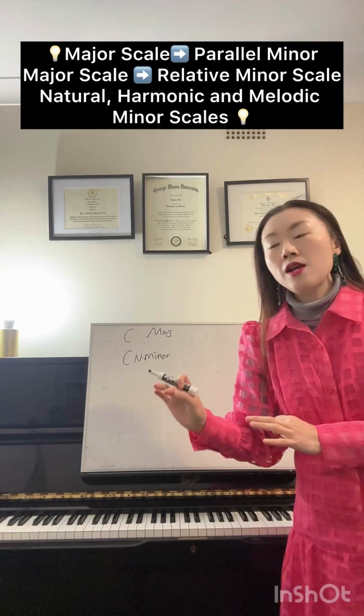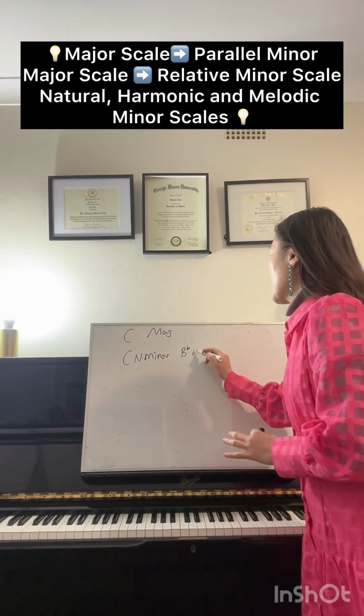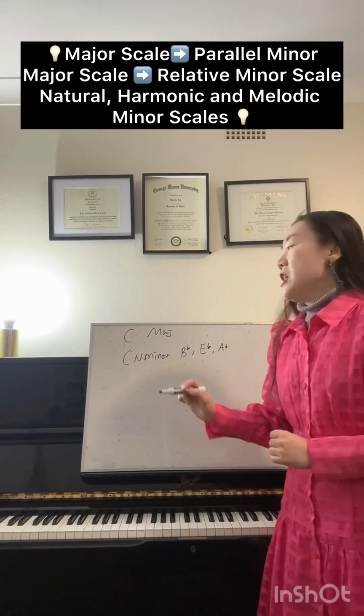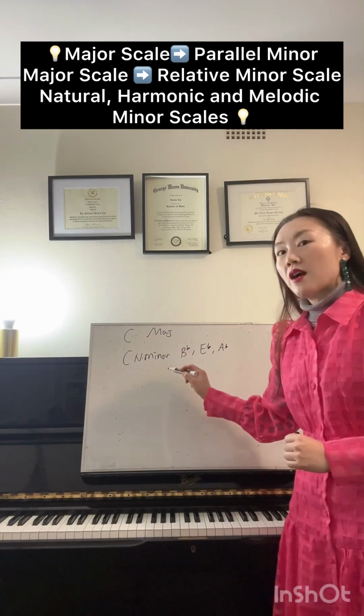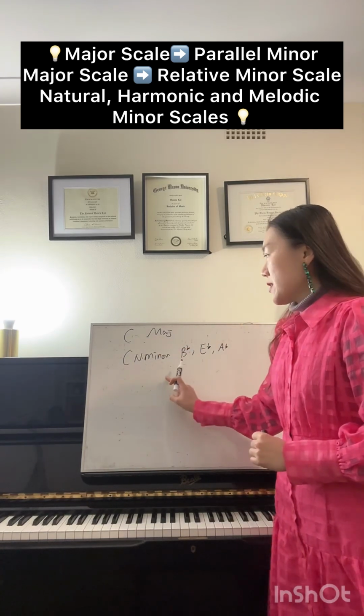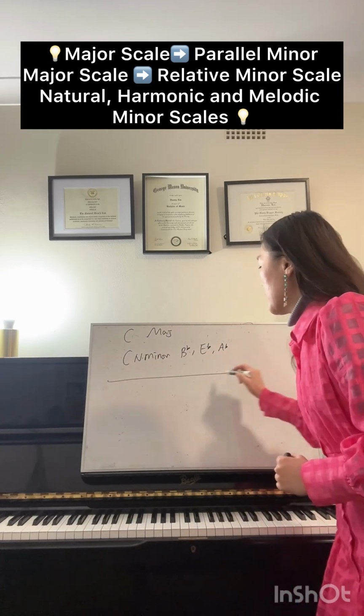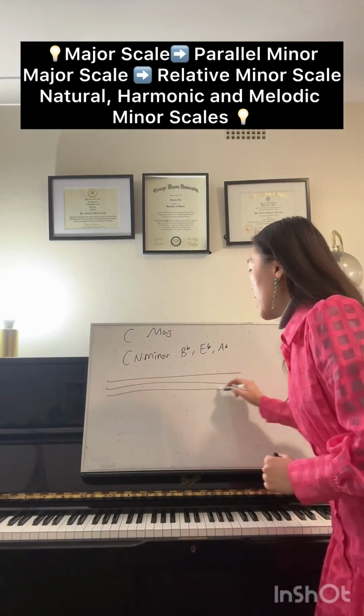the key signature. B flat, E flat, and then the A flat. So C natural minor becomes the parallel minor scale of C major scale. So that's how you draw the C natural minor scale.